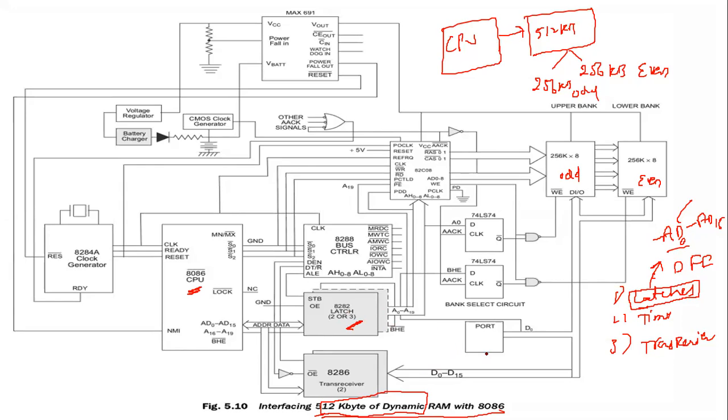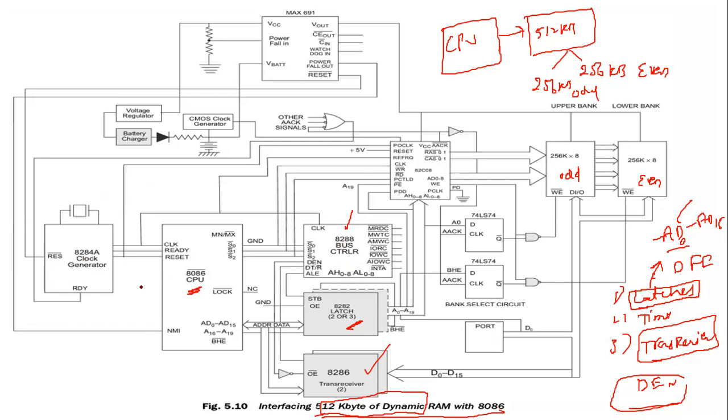Why do you require the transceivers? Transceivers are also hardware devices that control data enable, so whether the data you send or receive is correct or not is known by these transceivers. Then this is the chip selection logic, the CS logic we are using. These are the remaining circuits.